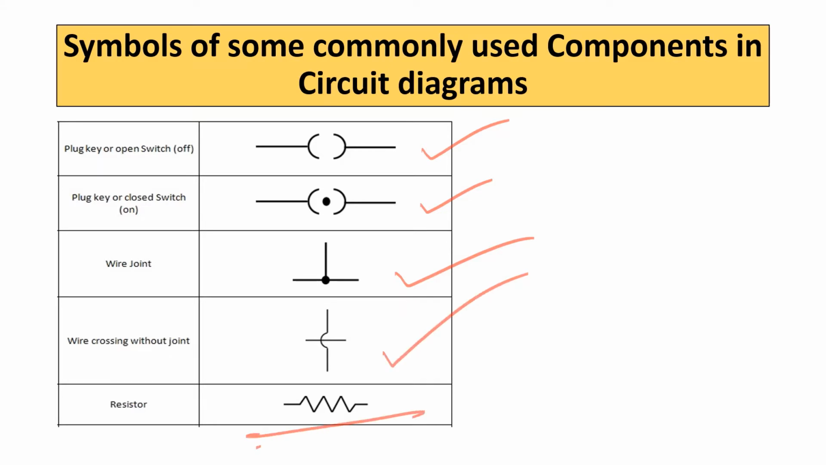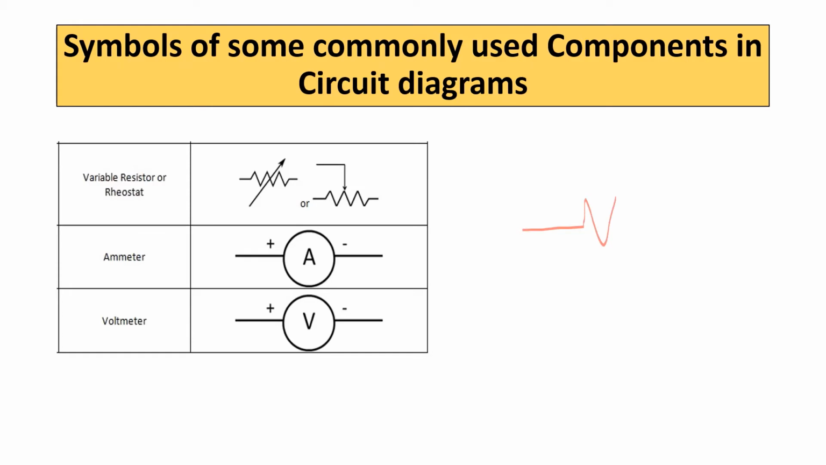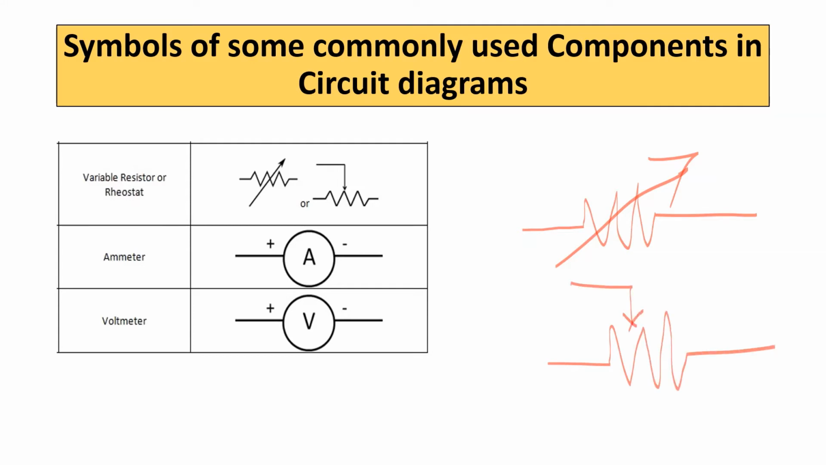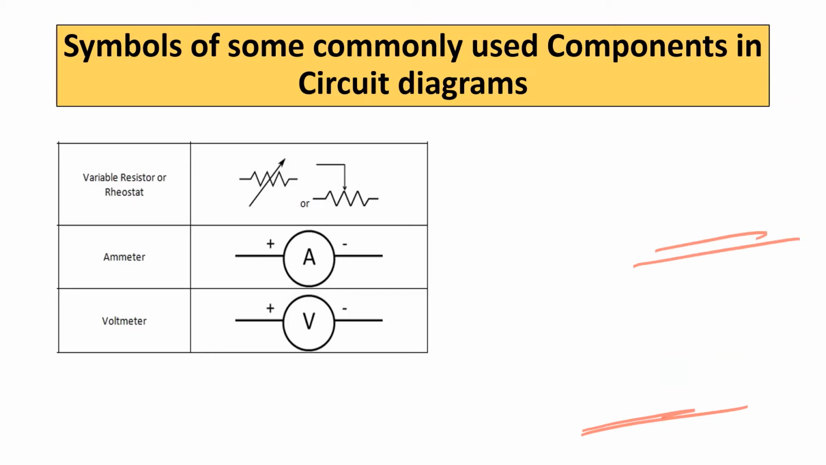This is for a resistor. A variable resistor can be represented using this symbol, or you can draw like this. This shows that this resistance is variable. For an ammeter, you can represent using this symbol where this is positive terminal and this is negative. For a voltmeter, you can use this symbol. Ammeter is used to measure the current in the electric circuit and voltmeter is used to measure the voltage in that circuit.